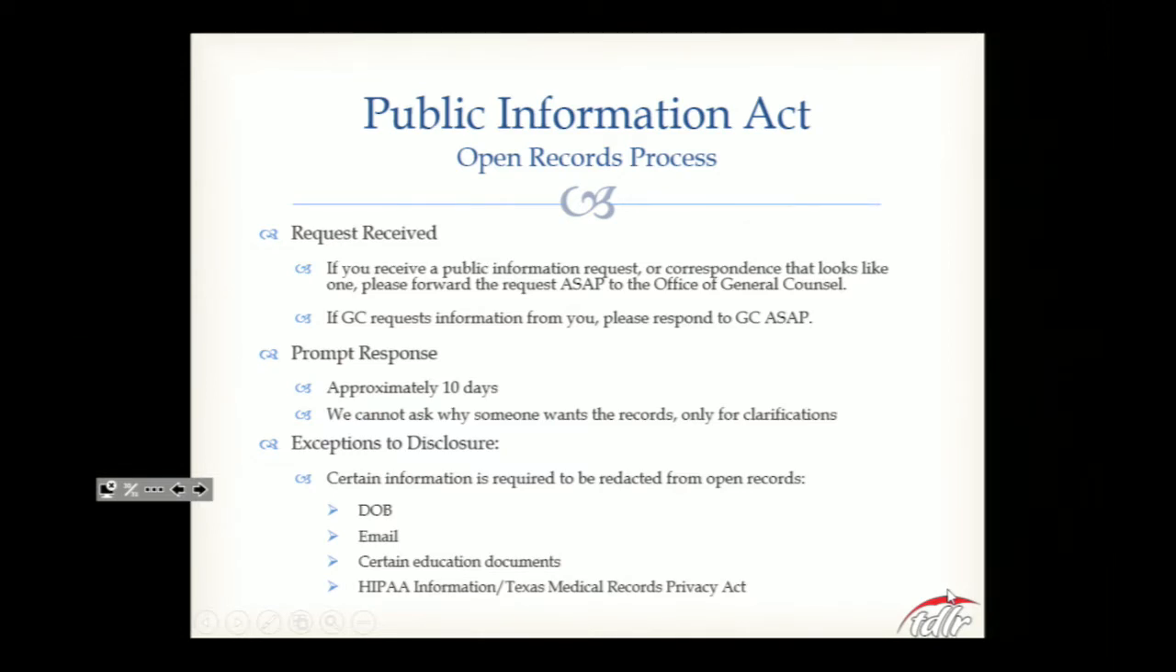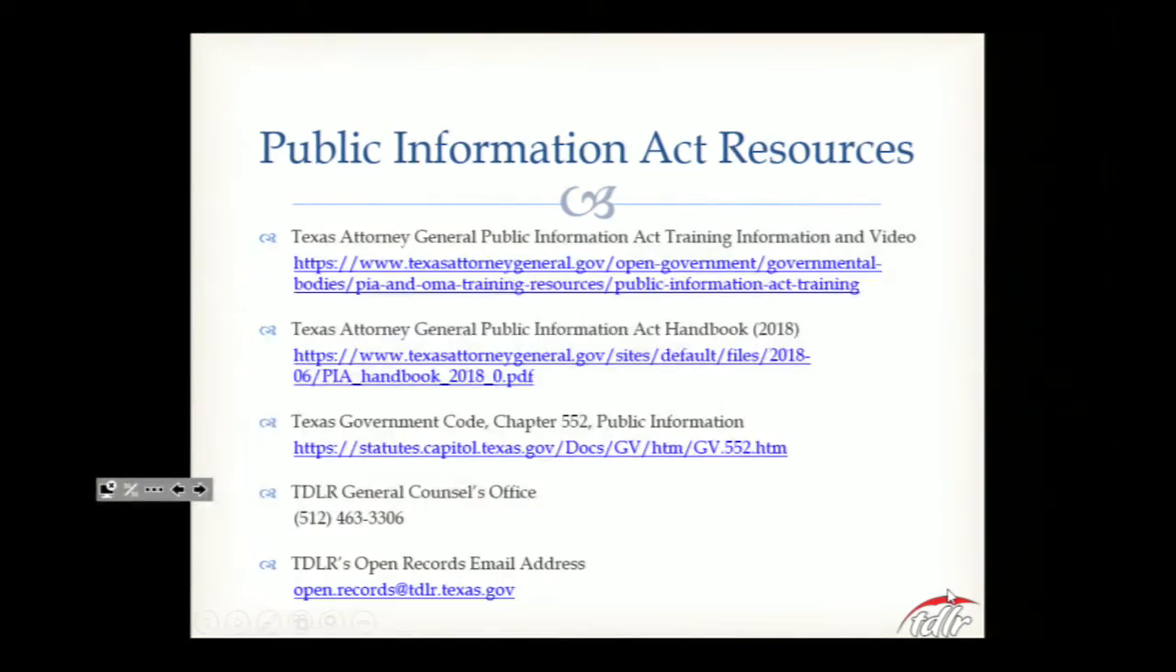And there are some exceptions to disclosure if there's sensitive information in those communications, such as date of birth, medical history, or comment on a medical condition, that can be redacted. And again, we've got some links to Open Records Act resources, and I encourage you, in your spare time, to look over these resources to help familiarize yourself with rulemaking and what's required of you as a board member. I think it's very helpful. And that's all I have. Any questions, board members?